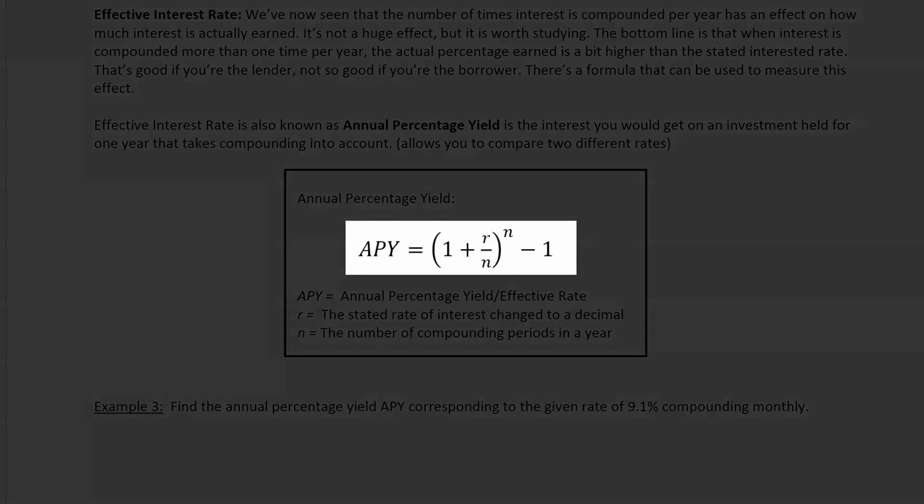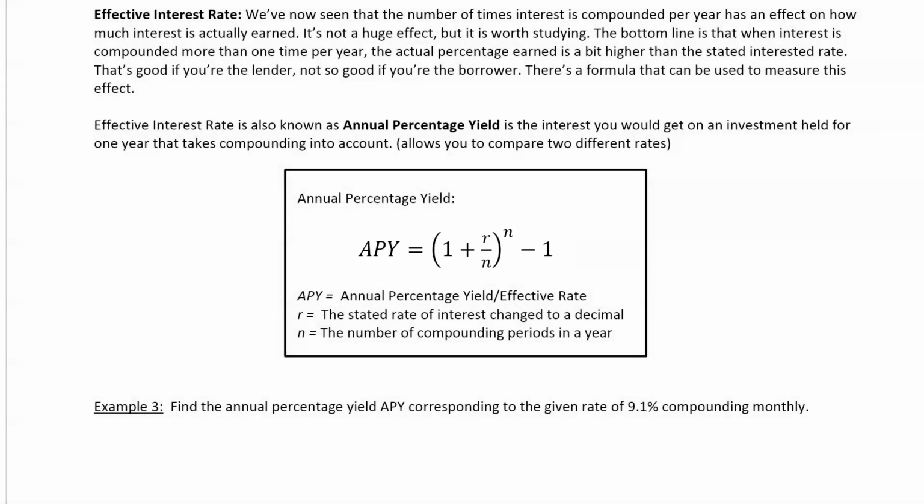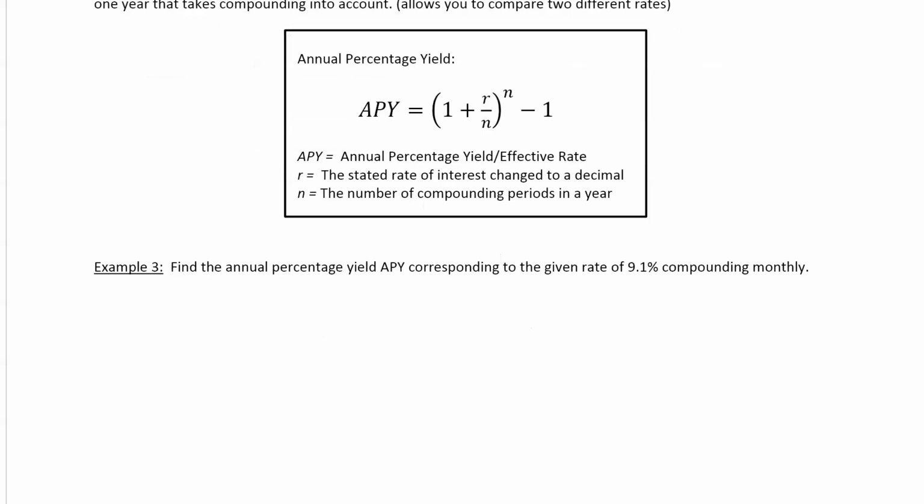APY, or the annual percentage yield, equals the quantity 1 plus R over N, all raised to the N, and then all that quantity minus 1. And just a reminder that R is the rate of interest expressed as a decimal, and N is the number of compoundings per year. Let's do an example.